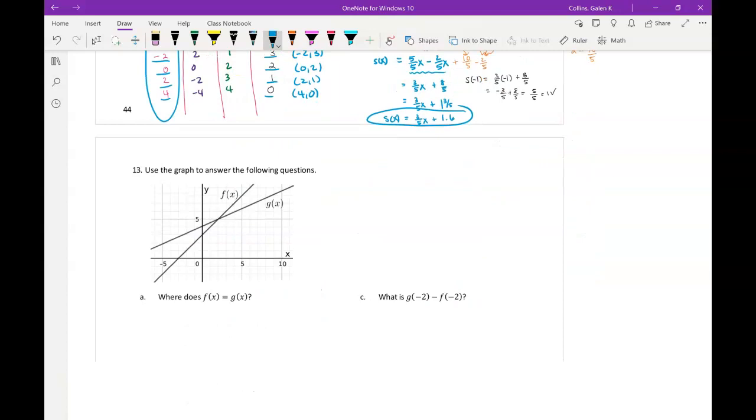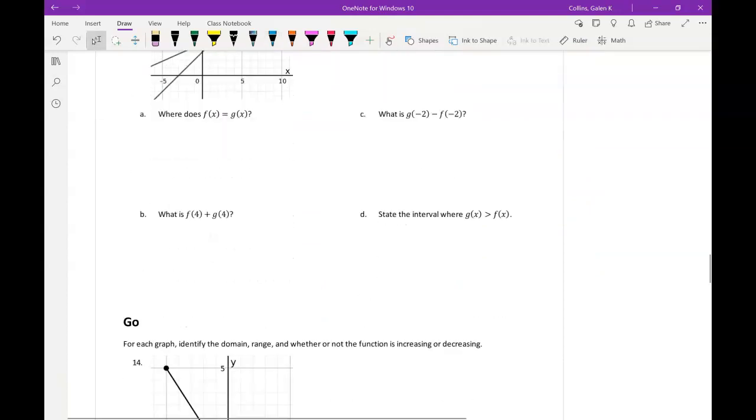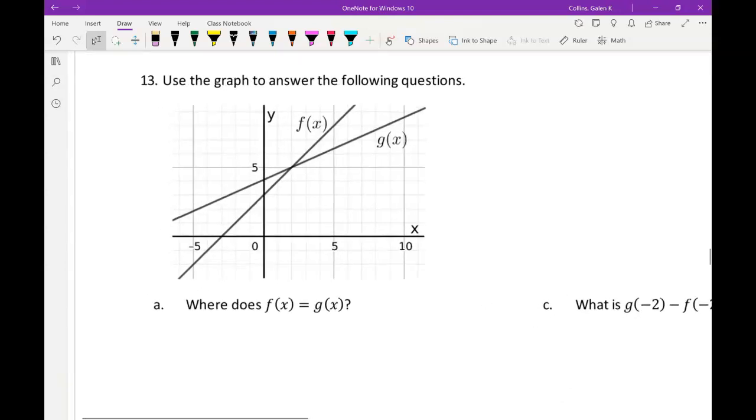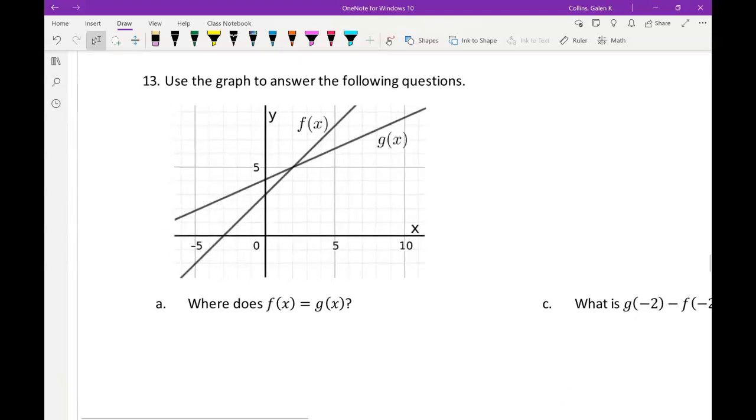All right, lastly, in number 13, this should be a little bit easier, I think. We are using the graph to answer the following questions. So where does f of x equal g of x? We're asked for a location, which is a value of x. If I look for where the functions f and g are equal, that would be their point of intersection. So we could answer at x equals 2. Because at x equals 2, f of 2 is 5 and g of 2 is 5.